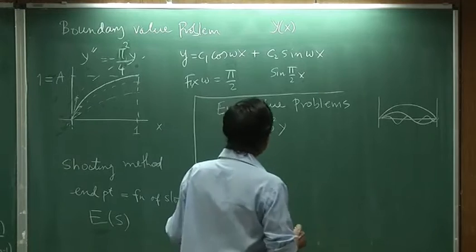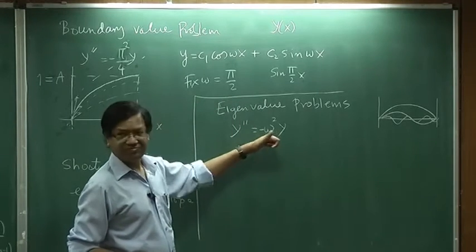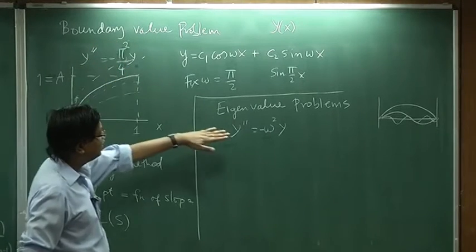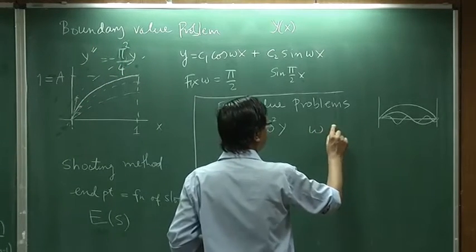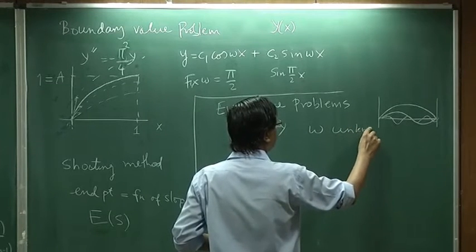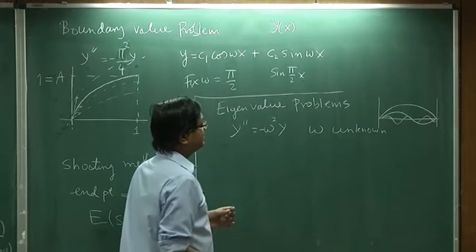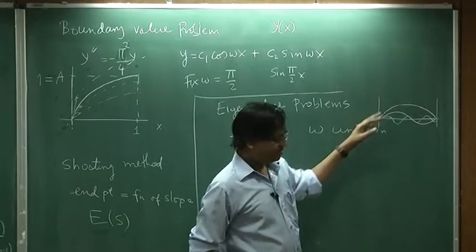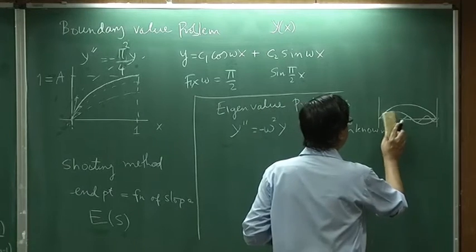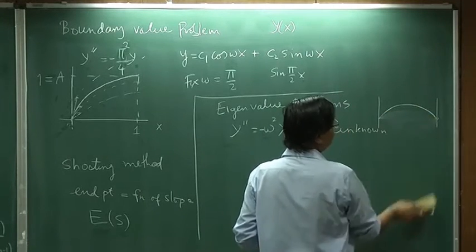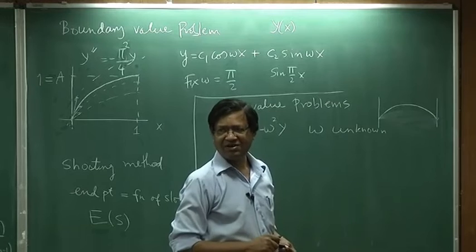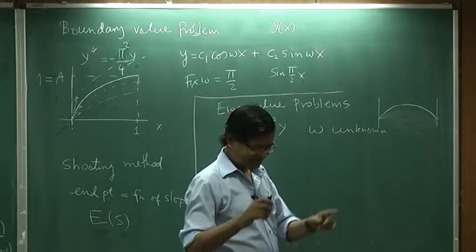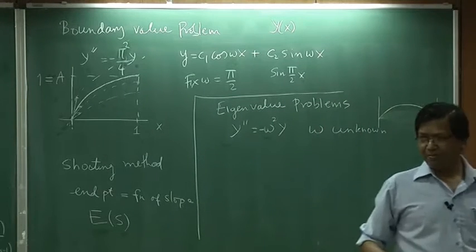However, you have to be careful. Here omega is unknown. At this point omega was fixed. Here omega is unknown. But look, if omega is unknown, let us take the first example, this one, the ground state. This is really the ground state Schrodinger equation of a particle in a box, an infinite wall.